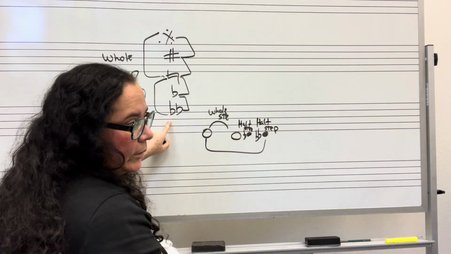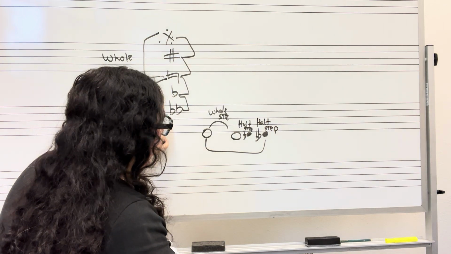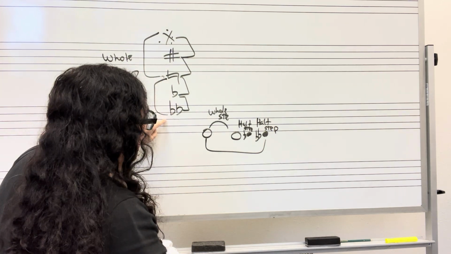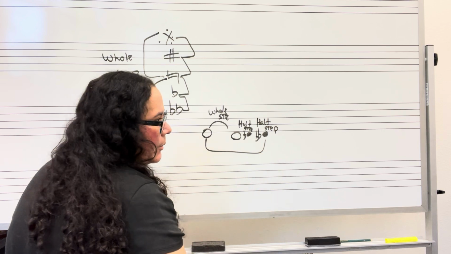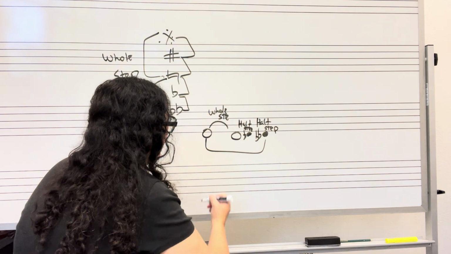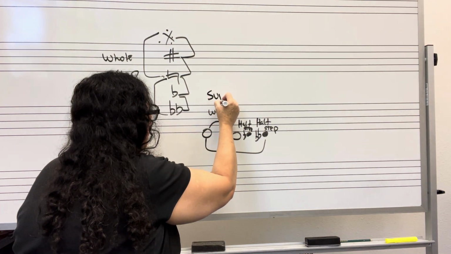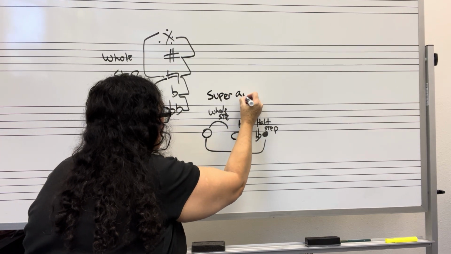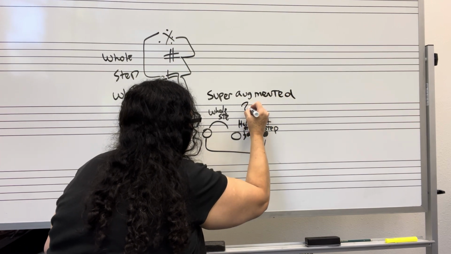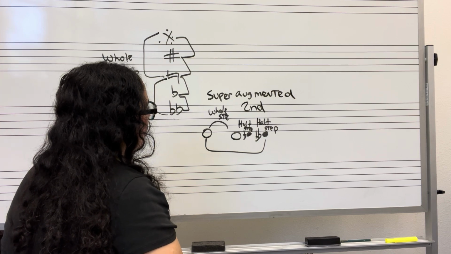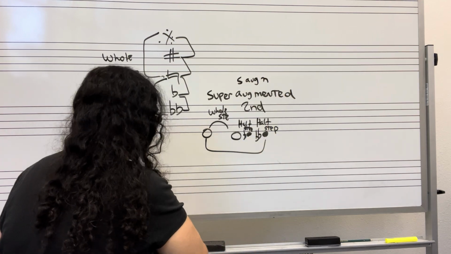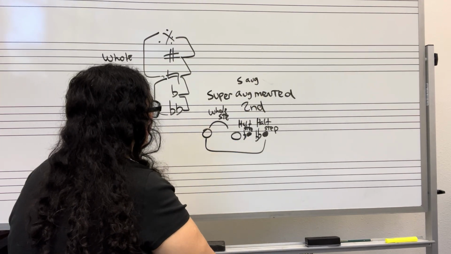The double flat lowers the pitch of the natural note by one whole step. So I have two whole steps. How do I call that? A super augmented second. You can just put S aug. S aug second.